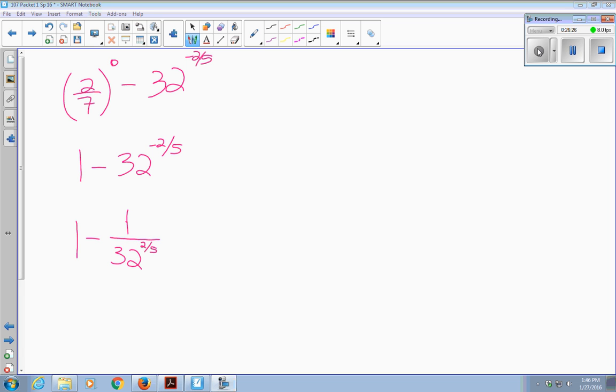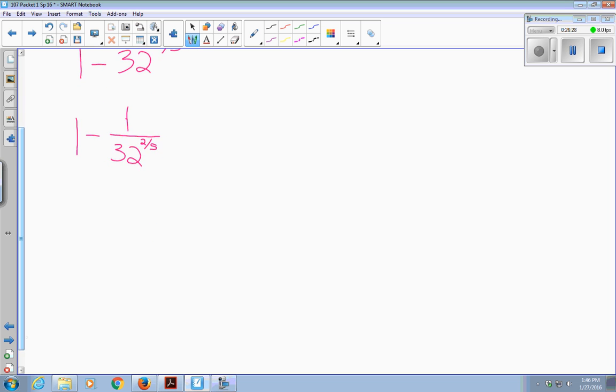All right, so now we got to deal with the 32 to the 2/5. When you have a fraction that's an exponent, the top and the bottom of the exponent, the 2 and the 5, play different roles. What does the 2 do and what does the 5 do? Yeah, the number on the bottom is the root and the number on top is the power. Okay, so I'm just going to rewrite this as 32 fifth root raised to the second power. And you can do it in either order.